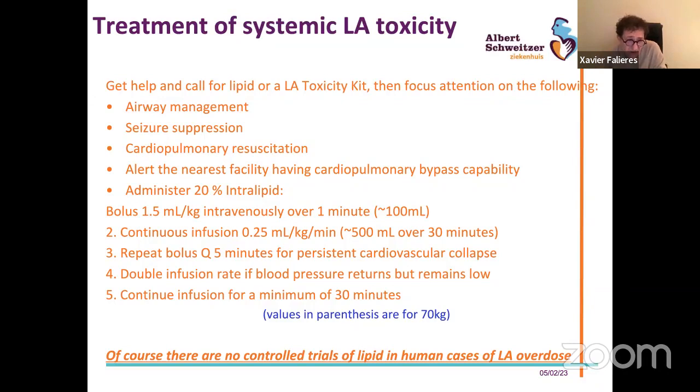This you have to know when you have intralipid: a bolus of 1.5 milliliter per kg intravenously in 1 minute, and then a continuous infusion of 0.25 milliliter per kilo per minute, 500 milliliters in 30 minutes, and you repeat boluses every 5 minutes for persistent cardiovascular collapse. Double the infusion rate if blood pressure returns but remains low. Continue the infusion for a minimum of 30 minutes. So we have no controlled trials, but it will save a life.